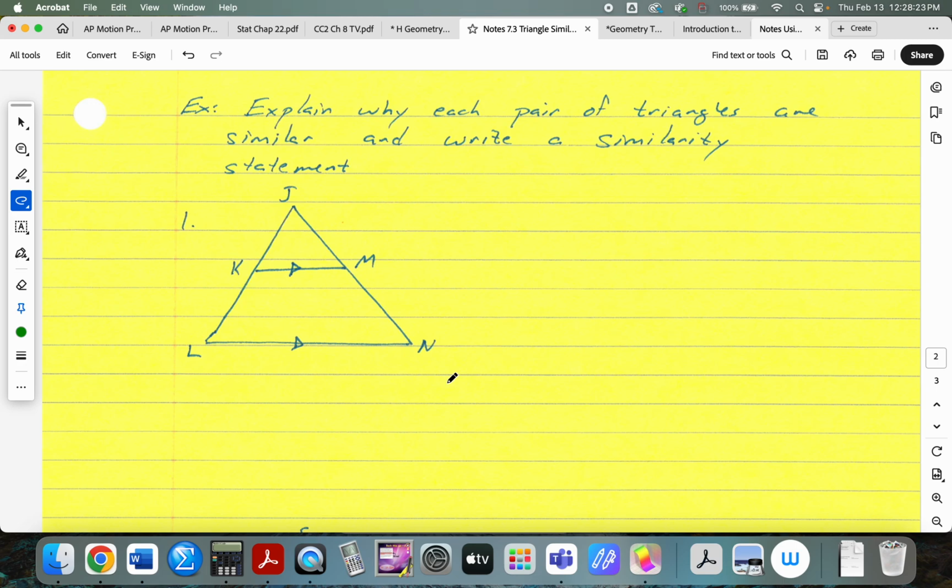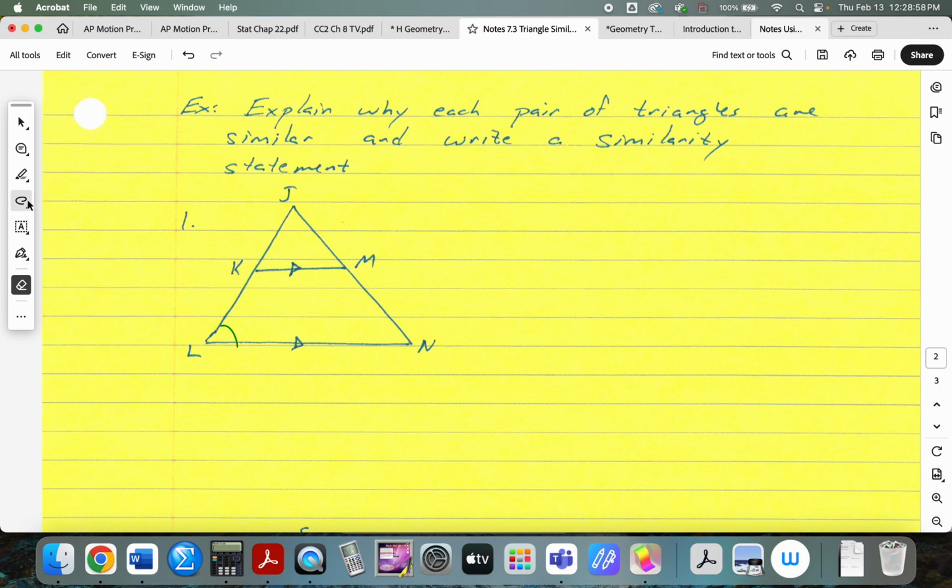So I know it's not going to be side-side-side, and I know it's not going to be side-angle-side. I already know this is going to be angle-angle. I just need to give enough information to show that it's angle-angle. So we need to have some angles that we know are going to be congruent to each other. So I'll take a volunteer to tell me some angles that are going to be congruent. Yes, ma'am. K and L. So these two are congruent? Oh, sorry. JKM and KLM. Okay.